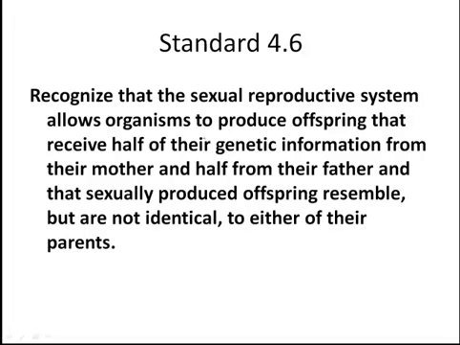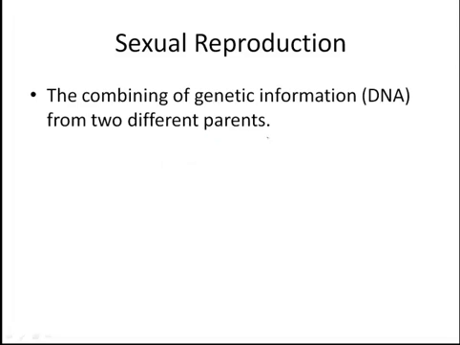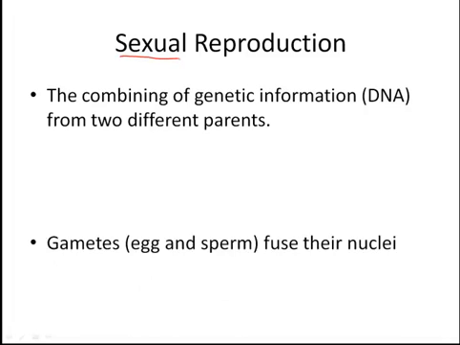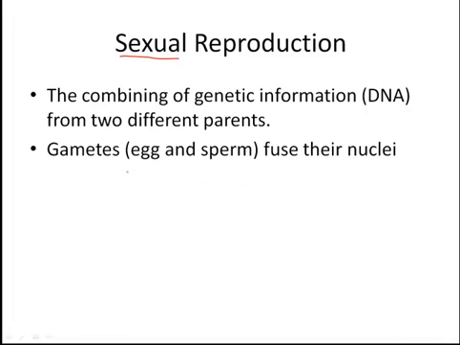All right, standard 4.6 is the sexual reproduction system. So when we combine two different parents' genes, that is the definition of sexual reproduction. And the only way to do that is to fuse the nuclei of two gametes, and that is the egg and the sperm.